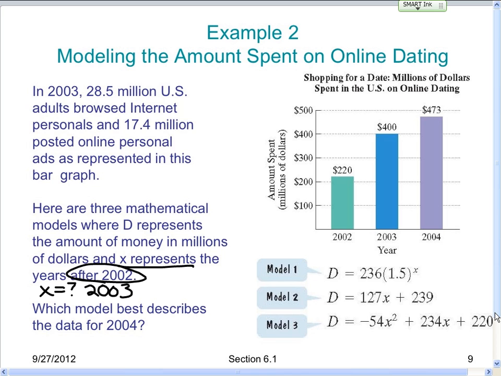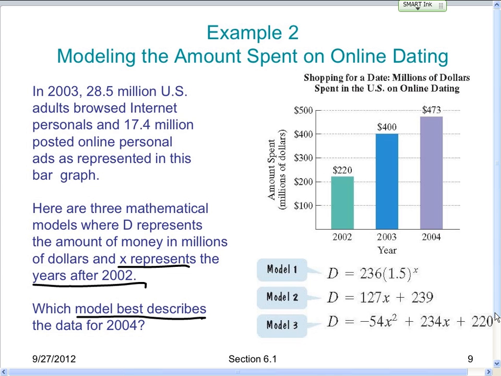Well, how many years has it been to go from 2002 to 2003? It's only been 1 year. That means x is equal to 1. What would x equal in 2004? It's been 2 years. X would equal 2. What would x be in 2010? It's been 8 years. X would equal 8. Be very careful to read the problem to make sure you understand what x represents.